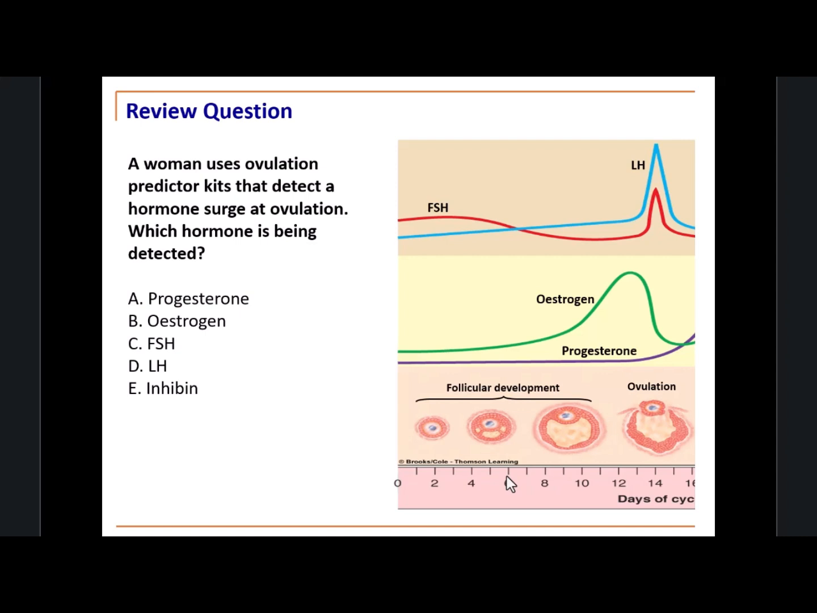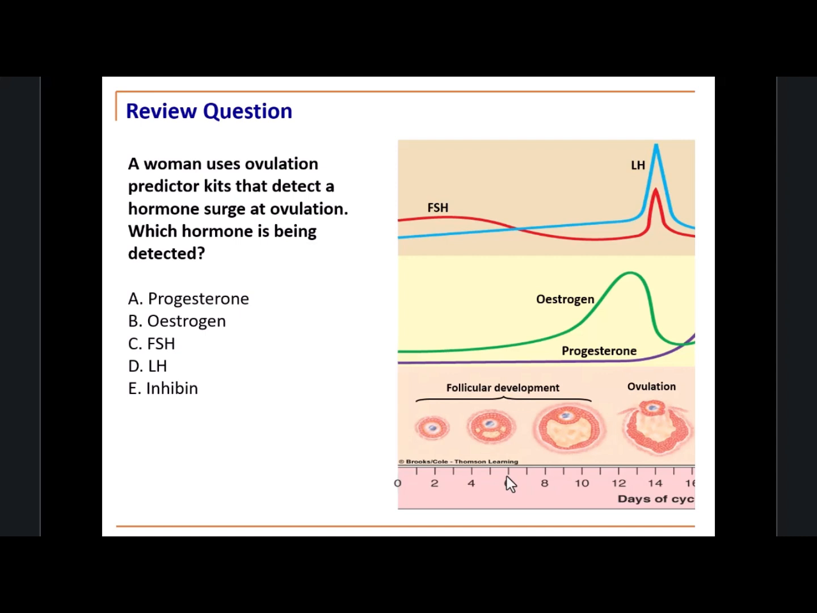So a woman uses ovulation predictor kits that detect a hormone surge at ovulation. Which hormone is being detected? So we literally did it in the last slide, so I'm hoping everyone has said LH, so luteinizing hormone, which is D.